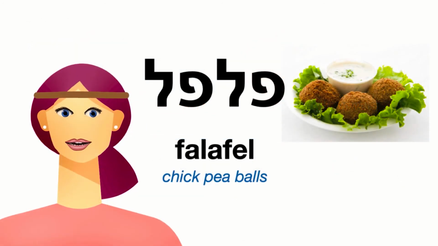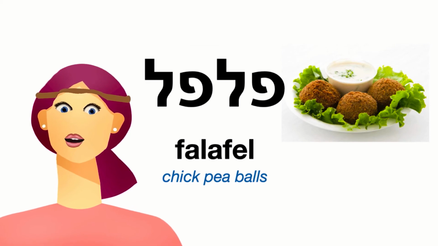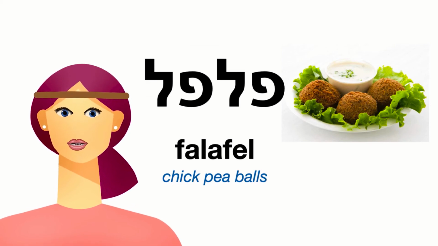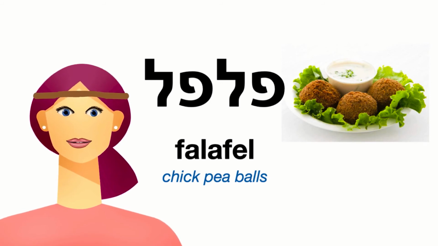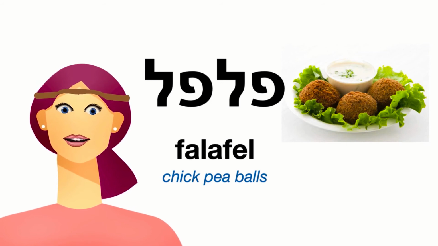Now, let's look at a word which contains the letter Fe. In fact, there are two Fes here. Let's spell it. Fe, Lamed, Fe, Lamed. This is how we pronounce this word: falafel. This is a very popular food in Israel. It is made of fried chickpeas, shaped into balls, and served with pita bread, vegetables and hummus.